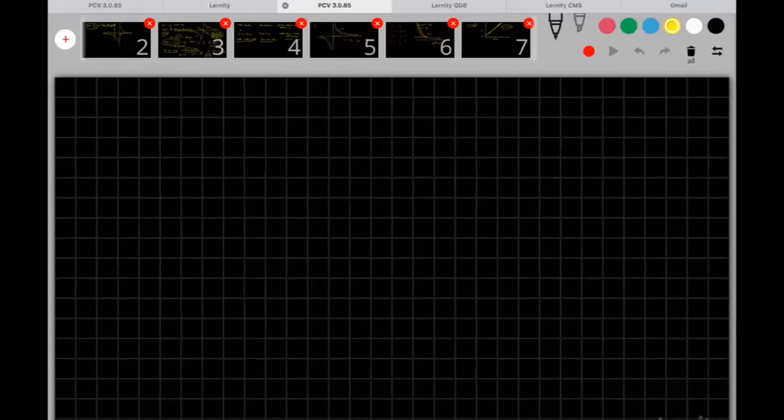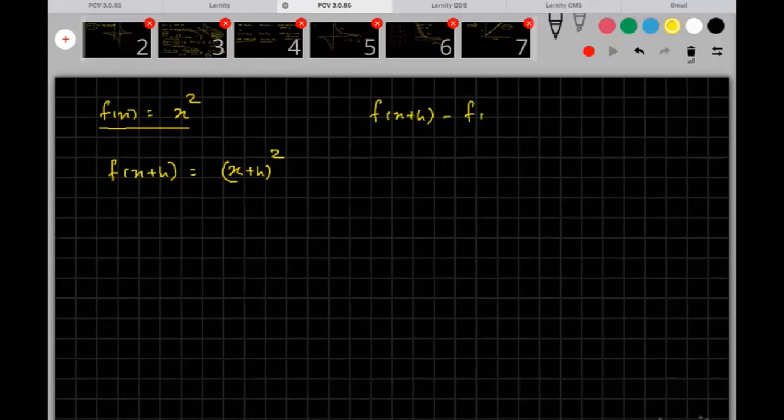So algebraic functions, we did something. Now I'm going to talk about an operation. Suppose f of x is equal to x square. What is f of x plus h? Can I say it is equal to x plus h the whole square? Suppose I am asking you what is f of x plus h minus f of x. So can I say that is equal to x plus h the whole square minus x square?